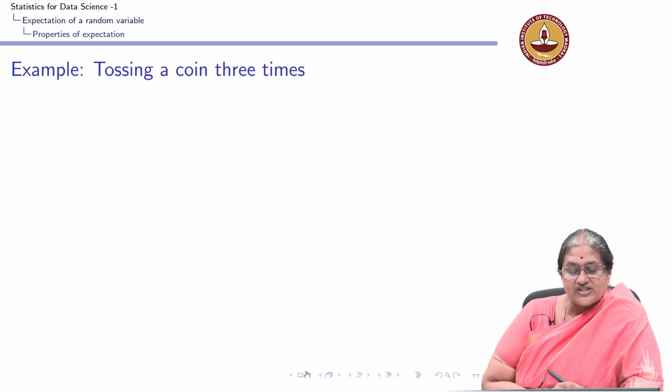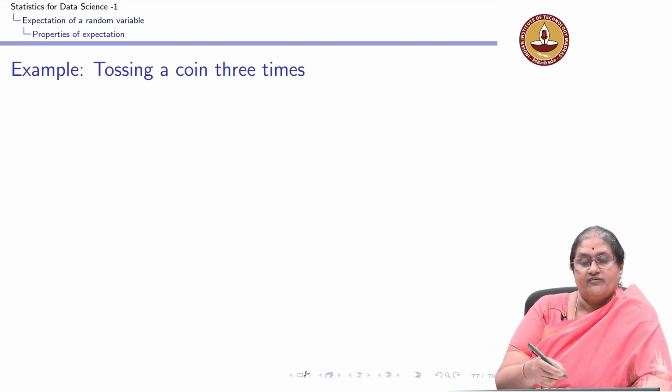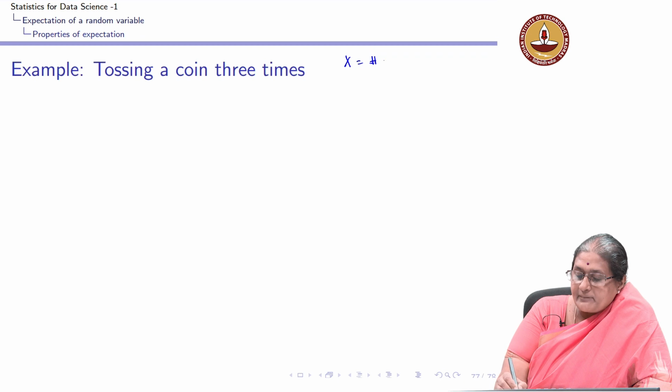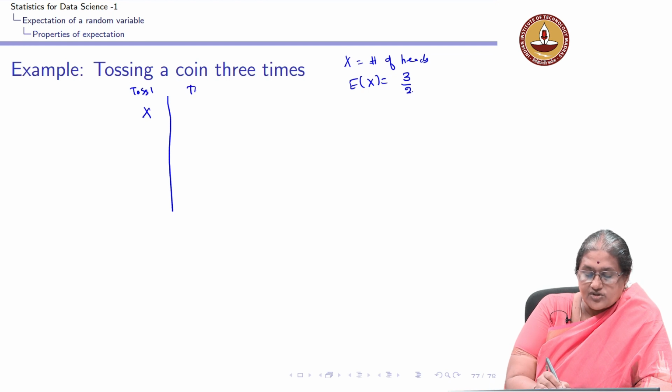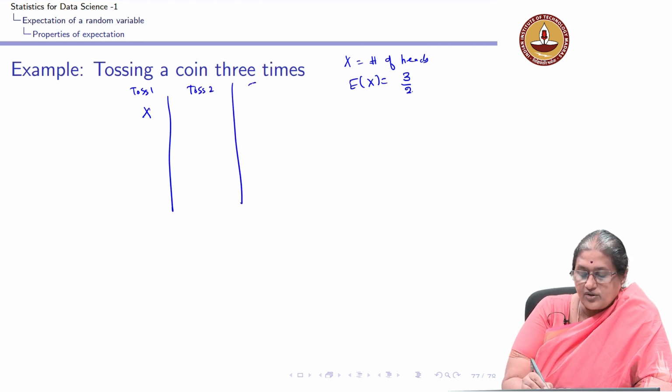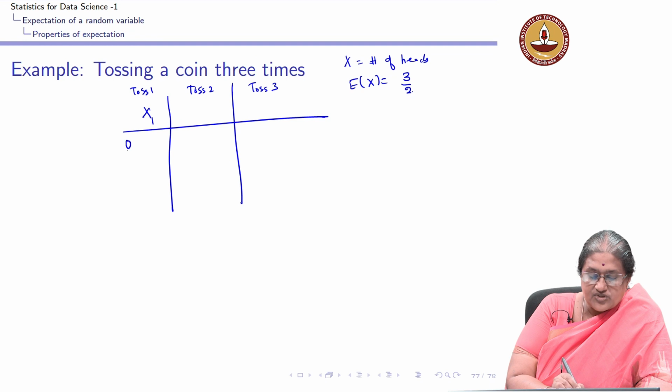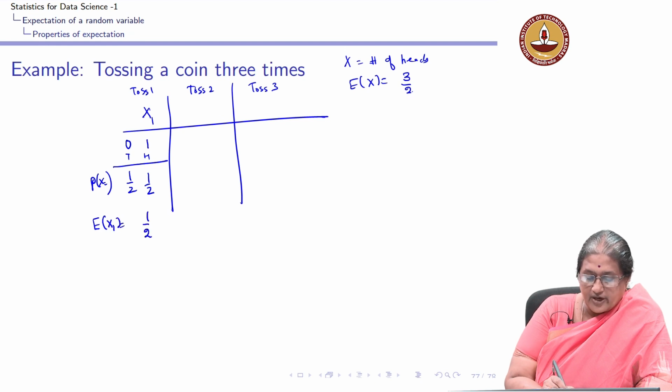So, now let us look at the experiment of tossing a coin 3 times. We already know that if x is the number of heads, then we have seen that expectation of x is 3 by 2. Now, let us look at this experiment: I toss one coin, toss a second coin, toss a third coin. Let X1 be the random variable which takes the value 0 for a tail and 1 for a head, with probability equally likely half and half. I know expectation of X1 is equal to 1 by 2.